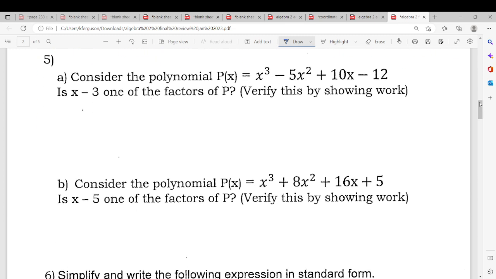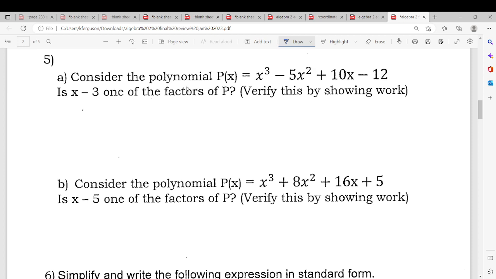All right, so next. Consider the polynomial p of x. Is x minus 3 one of the factors? There are a couple of ways we could find out. One, we could just divide that in there and see if it goes in evenly with no remainder. The other thing we could do is use the remainder theorem. The remainder theorem says that if I plug 3 into this function and I get 0 for that answer, then there's no remainder, so it's a factor.